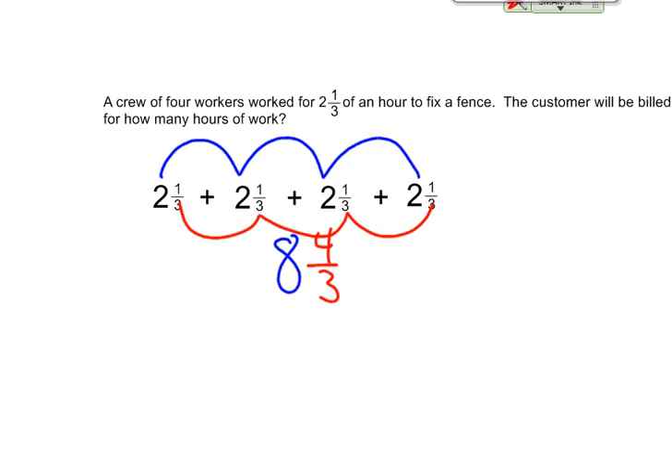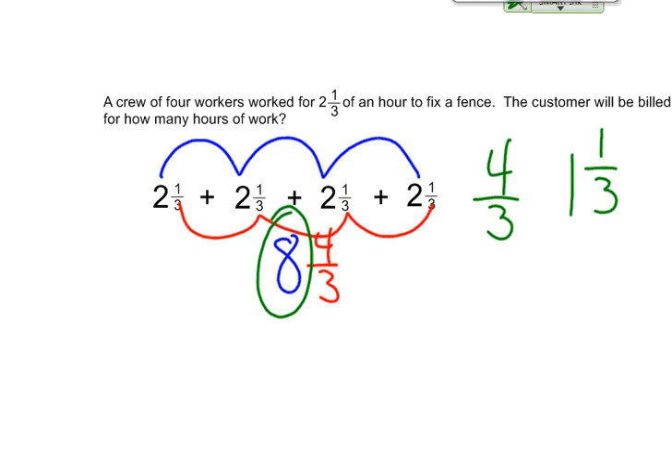However, we have an improper fraction as the fractional part of this answer, and so we can't have that. So we're going to take our 4/3 and convert it into a mixed number. 3 goes into 4 one time. 4 minus 3 gives us a remainder of 1. However, this can't be our final answer because we still have this 8 sitting over here. So now we need to add this 8 back in. And so 1 1/3 plus 8 is going to give us 9 1/3. And so in the end, the customer will have to pay for 9 1/3 hours of work.